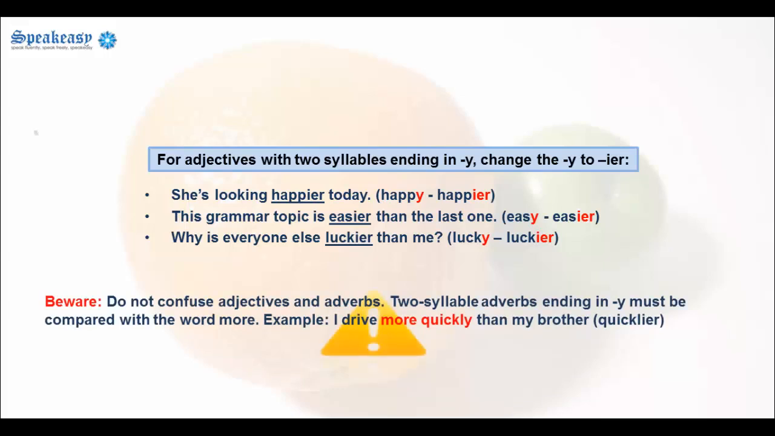Do not confuse adjectives and adverbs. Two-syllable adverbs ending in y must be compared with the word more. For example, I drive more quickly than my brother, not quicklier.